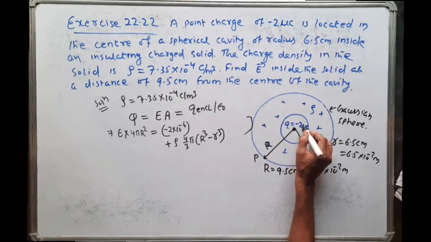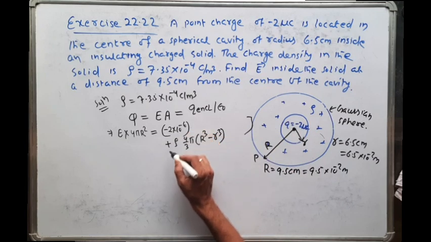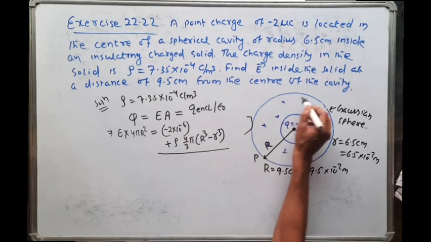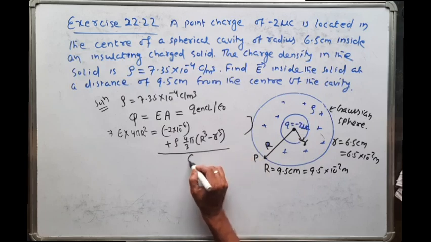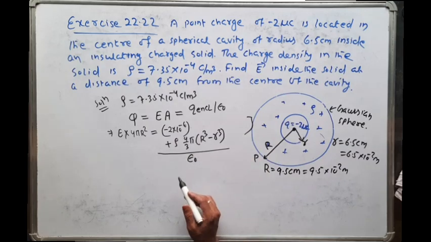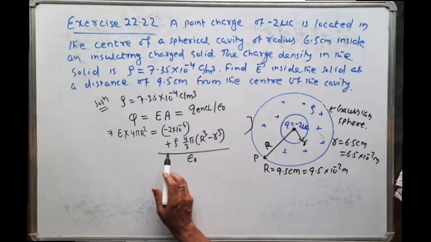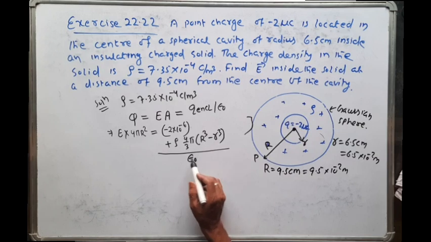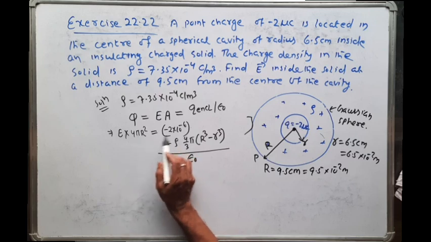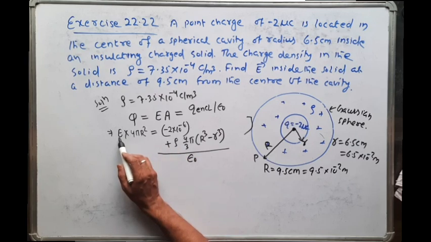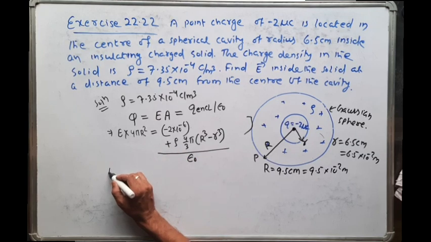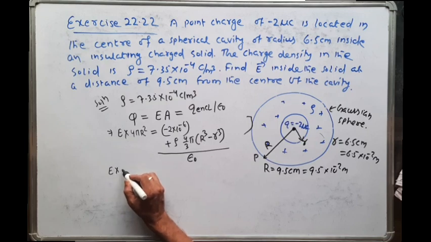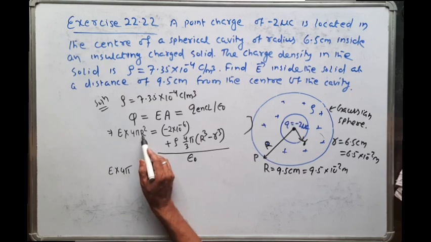And there is a point charge of minus 2 microcoulomb. So this is the total charge within this Gaussian sphere divided by epsilon naught. Okay, so everything is given. Capital R, small r, epsilon naught you know, rho you know, everything is given. So you have to find the electric field intensity. Just you calculate.